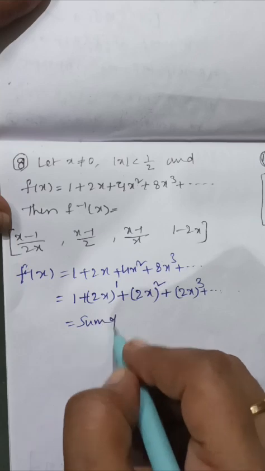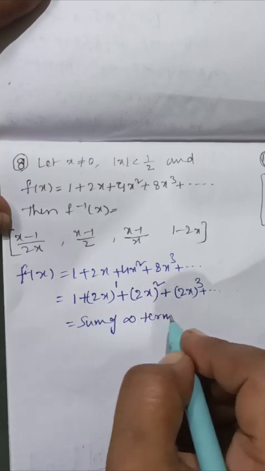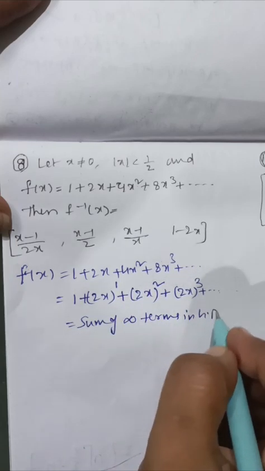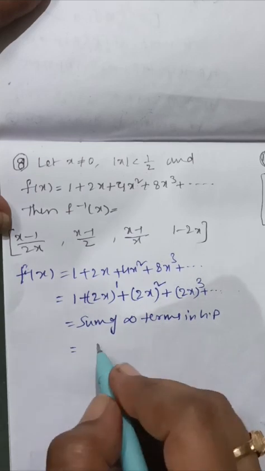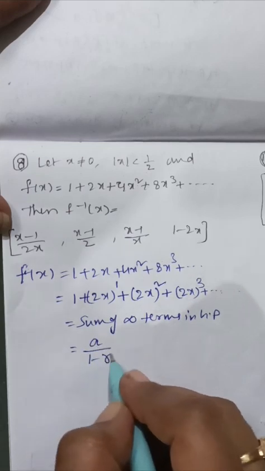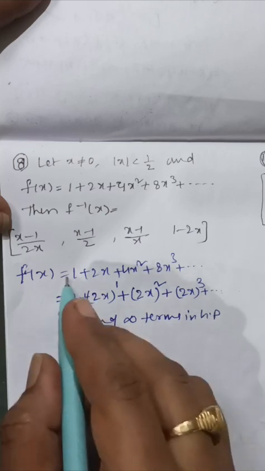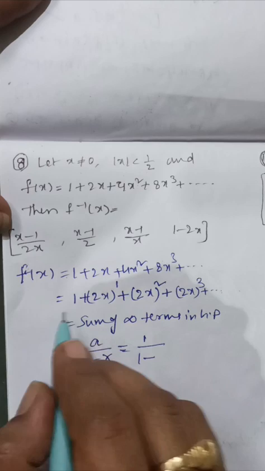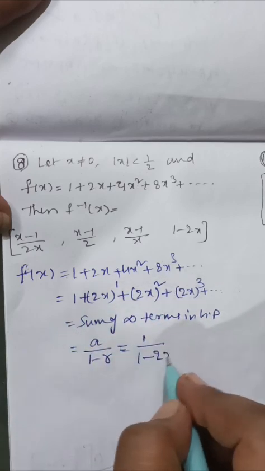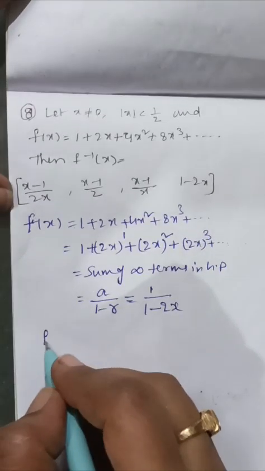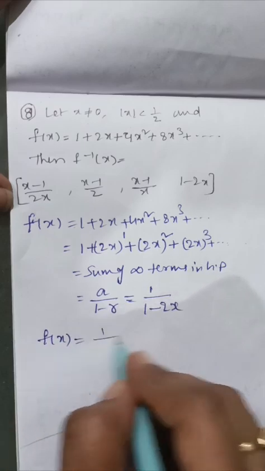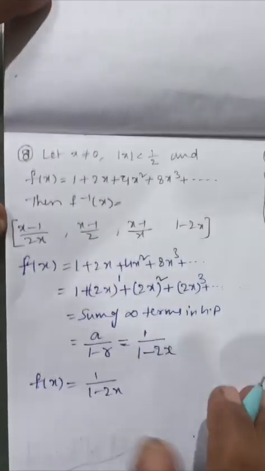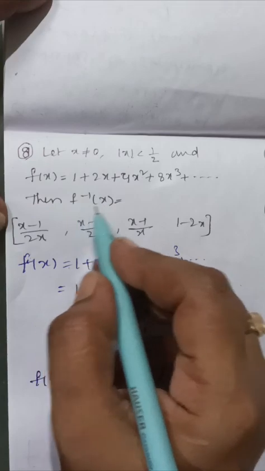So the sum of infinity terms in GP formula we can use here. The sum of infinity terms in GP is a by 1 minus r. a is the first term, 1 minus the common ratio, which is 2x. So this is the function f of x. So f of x is 1 by 1 minus 2x. But here we are going to find f inverse of x.